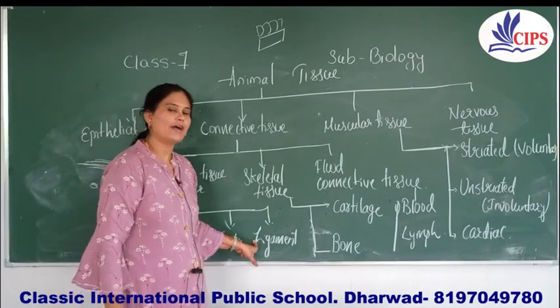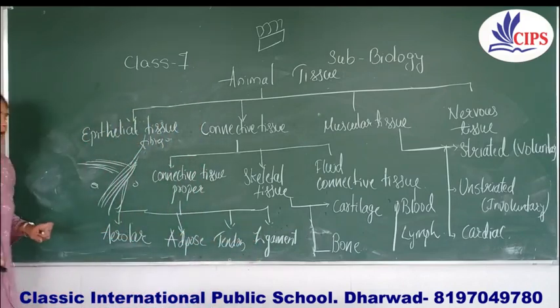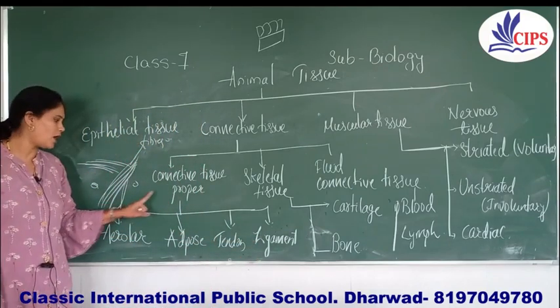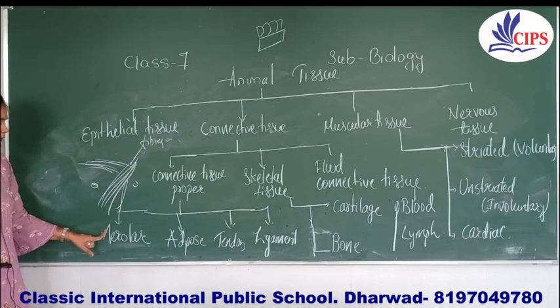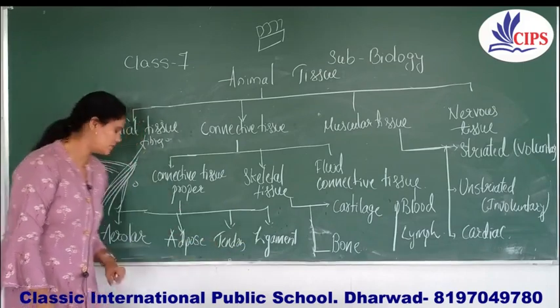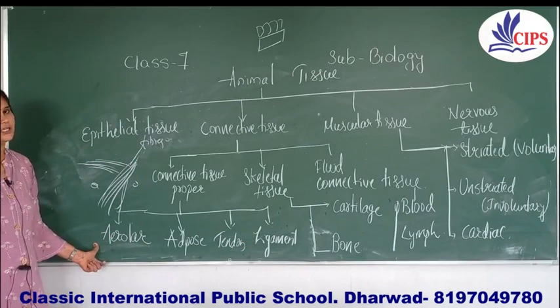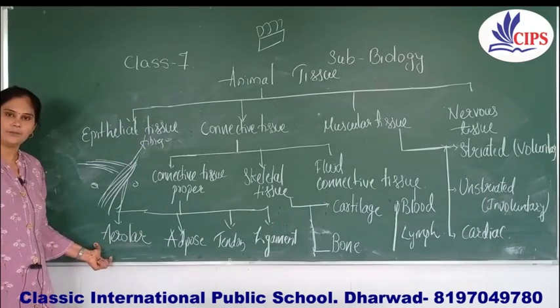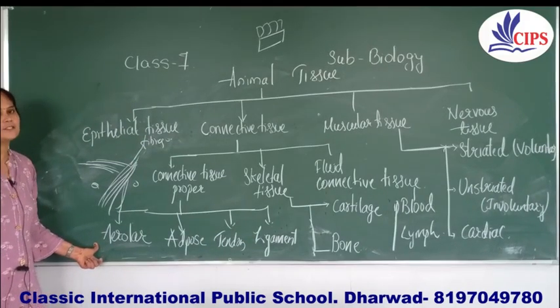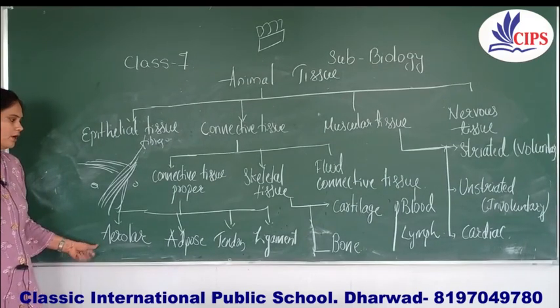yellow fibrous connective tissue. See, one more time, the connective tissue proper are of four types: areolar connective tissue, adipose connective tissue, tendon, and ligaments. Areolar connective tissue is generally present under the skin, and it also fills the space between the various organs, hence it acts as a packing material.